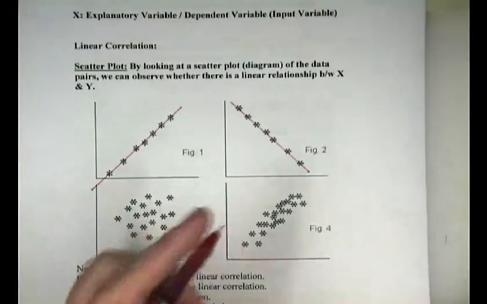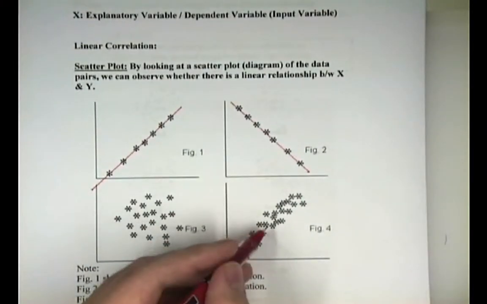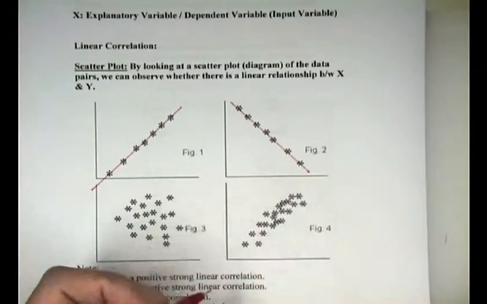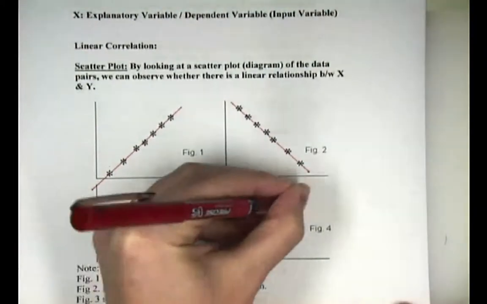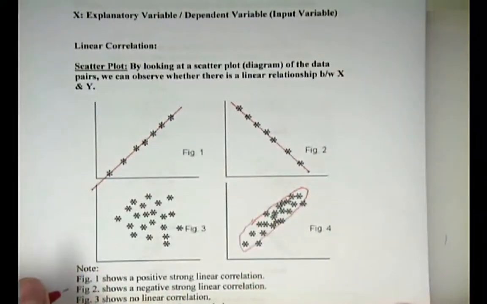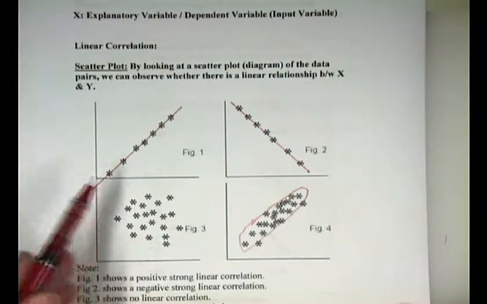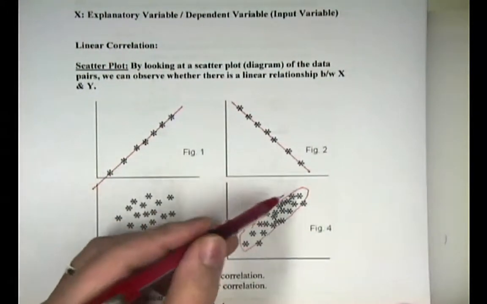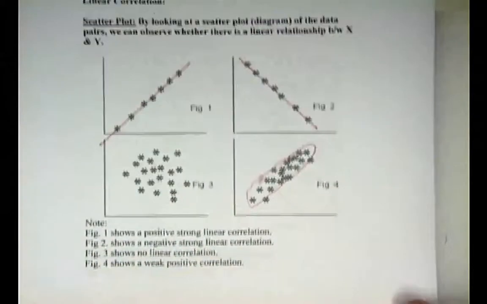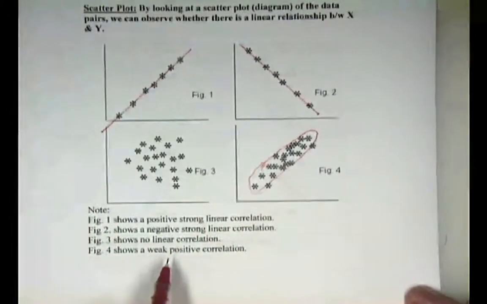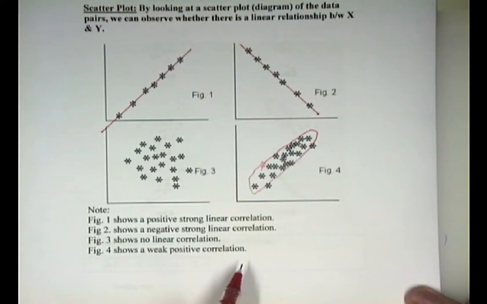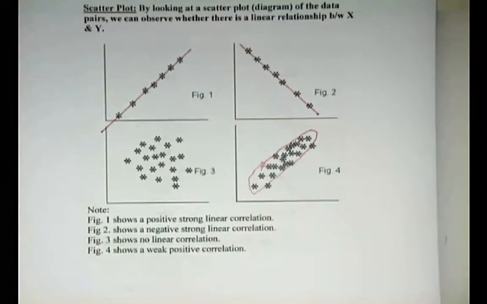Now figure 4 has kind of a sluggish, very fat line, but there does seem to be a linear pattern or a line pattern. It's just not as skinny and perfect as figure 1 or figure 2. And it does seem to be going in an upwards or positive slope direction. So we would say figure 4 shows a weak positive correlation. Some people might call this a moderate positive correlation. The levels of strength, by just looking at the pictures, is really subjective.